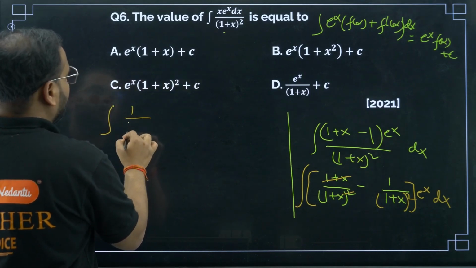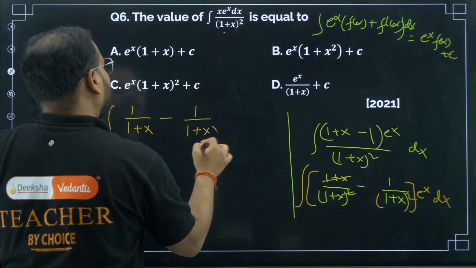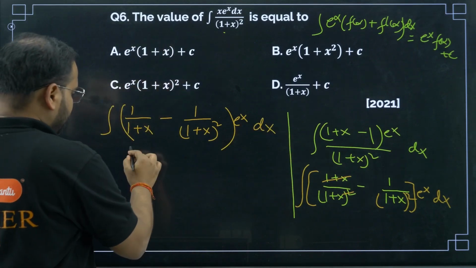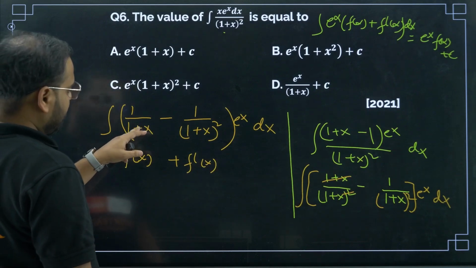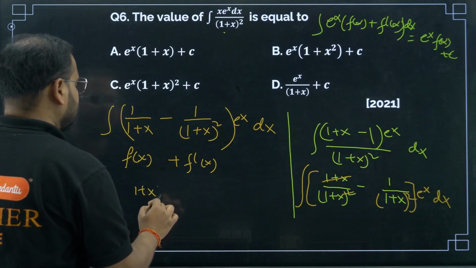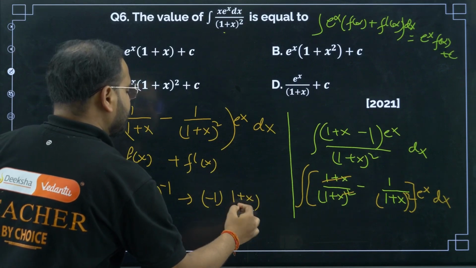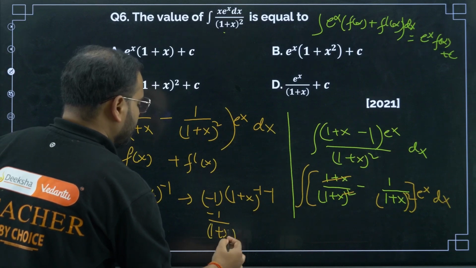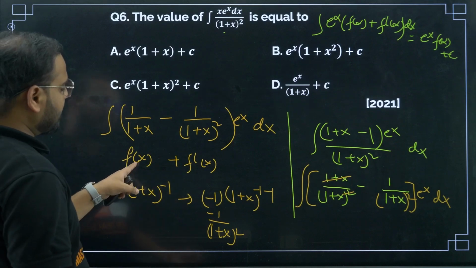What is this? 1 upon 1 plus x, and minus 1 upon 1 plus x the whole square, multiplied with e power x dx. Now if you see carefully, if I take this as f of x, isn't this plus f dash of x? How come, sir? What is the differentiation of 1 plus x? 1 by 1 plus x, so I can write this as 1 plus x power minus 1. If you differentiate this, you're going to get minus 1 times 1 plus x to the power minus 1 minus 1. What are you going to get? Minus 1 upon 1 plus x power 2. That is there, no? Please check here. Minus 1 upon 1 plus x power 2.